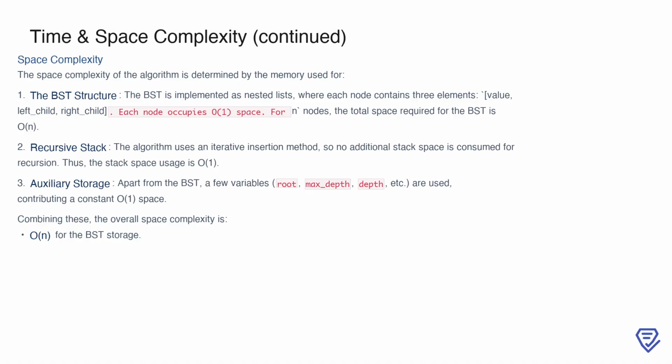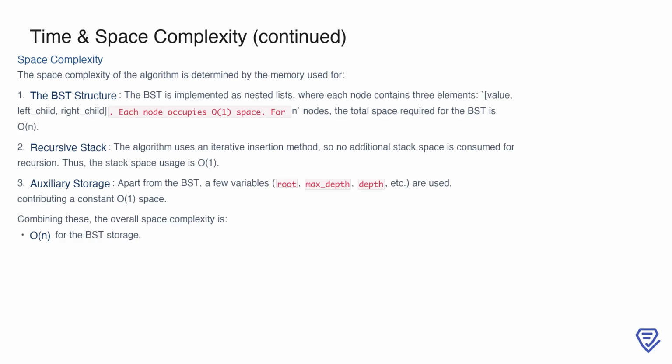Now, for the space complexity, the primary factor is the memory required to store the binary search tree. Each node in the tree consists of 3 elements: the value, the left child, and the right child. Since each node occupies a fixed amount of space, the total space requirement for n nodes is O(n). Next, because the algorithm uses an iterative approach for insertion, there is no additional stack space needed for recursion. This means the stack space usage is O(1). Lastly, there are a few auxiliary variables, such as the root, max_depth, and depth, which also consume a constant amount of space, O(1).